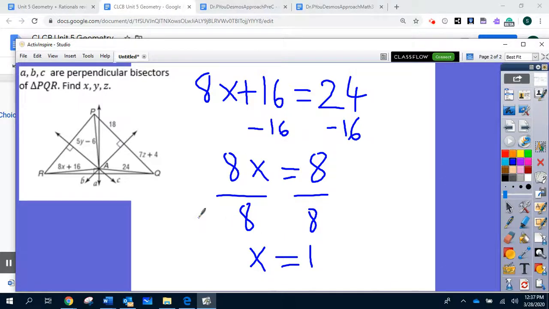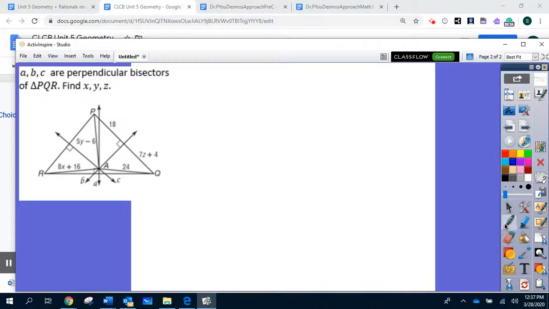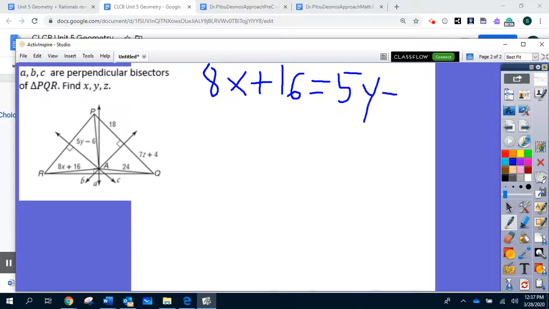And the last step is to find y. So again, we remember we discussed this before. 8x plus 16 should be equal to 5y minus 6. So let's write this equation and try to solve. 8x plus 16 equals 5y minus 6.